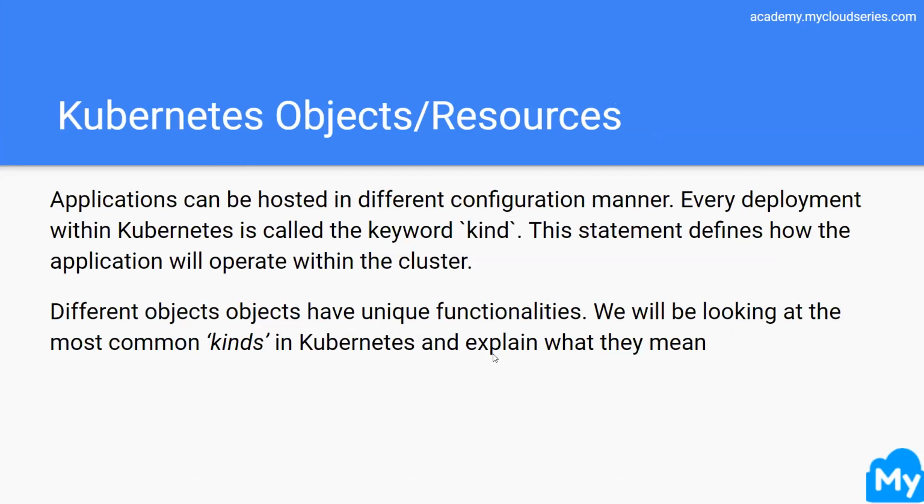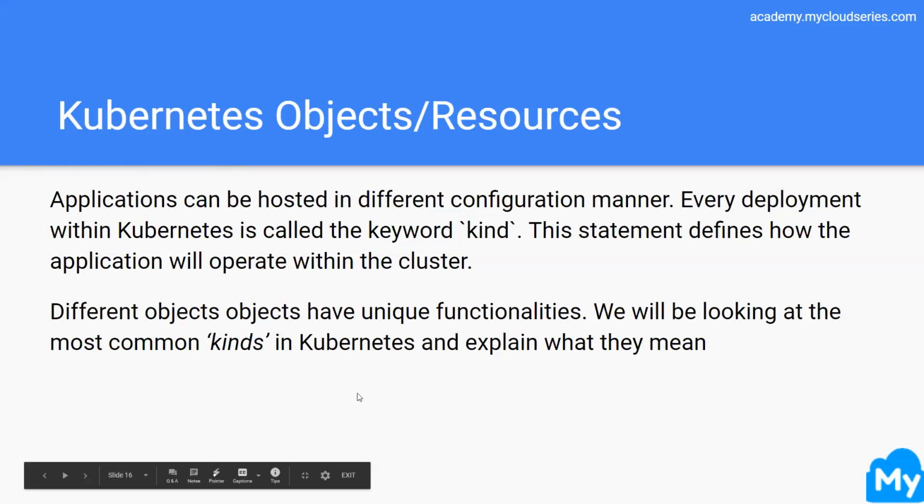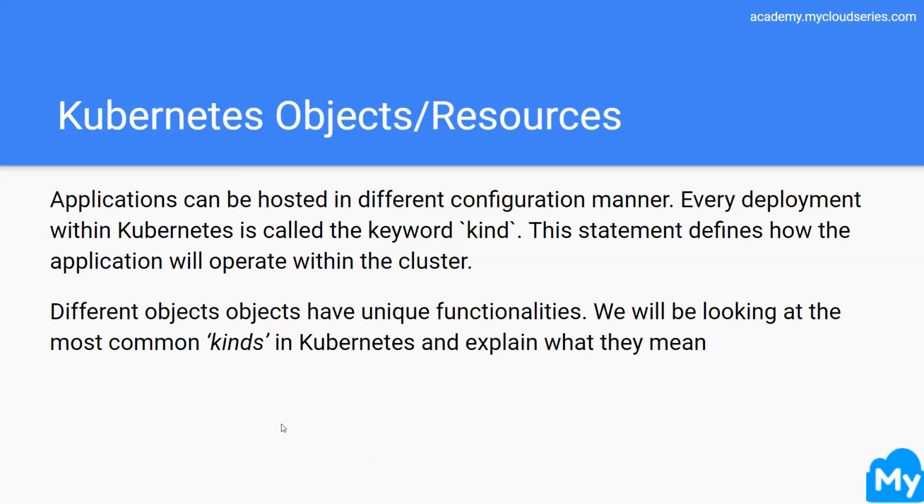So let's take a look at what we call Kubernetes objects and resources. Applications can be hosted in different configuration manners. Every deployment within Kubernetes is called by the word kind. This statement defines how the application will operate within the cluster. Different objects have unique functionalities. I'll be looking at the most common kinds in Kubernetes and explain what they mean.